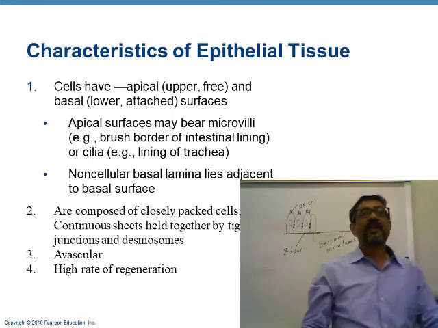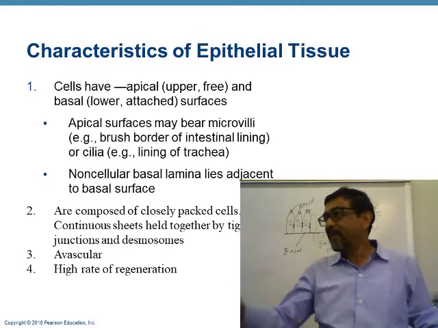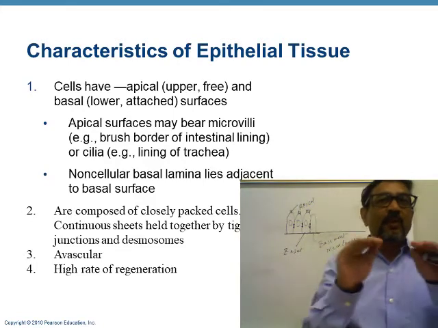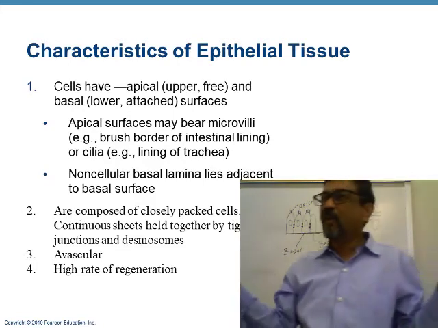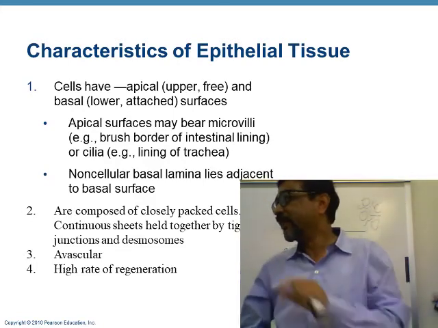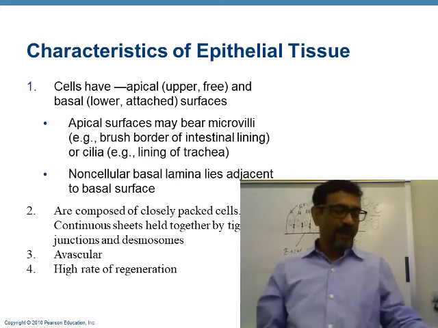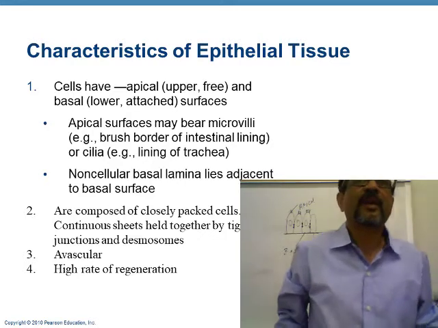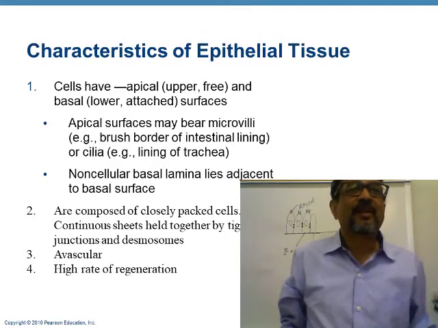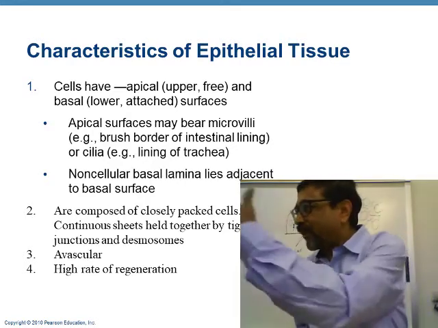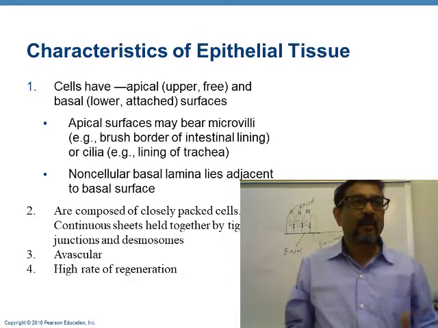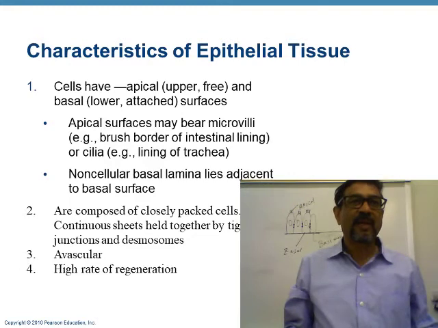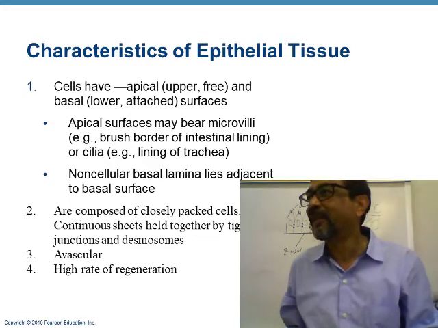Epithelial tissue is avascular. A means absence. Vascular means blood vessels. So no circulation, no blood vessels present in epithelial tissue. That's why it is avascular. Now the question is, you may ask, if there is no blood flow, no blood vessels, then how do the cells stay alive? How do the cells get nutrition and oxygen, right?